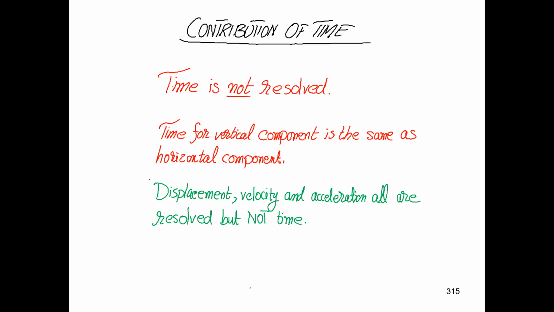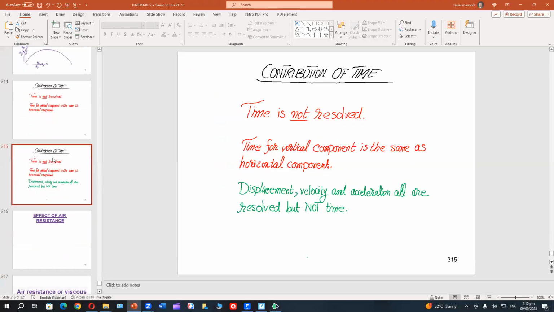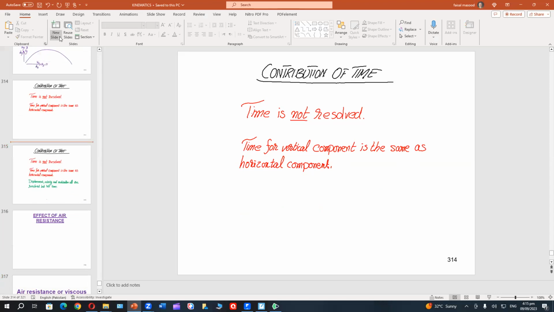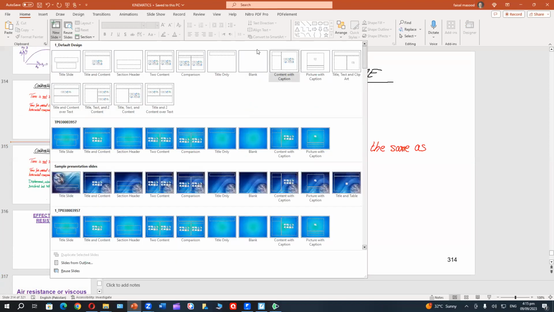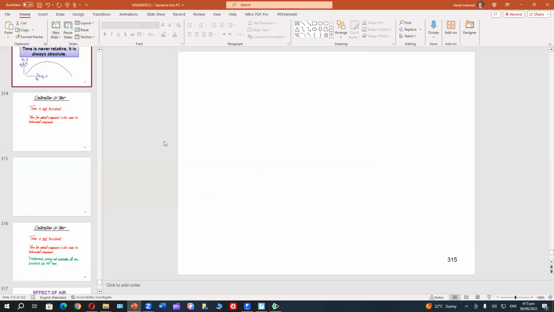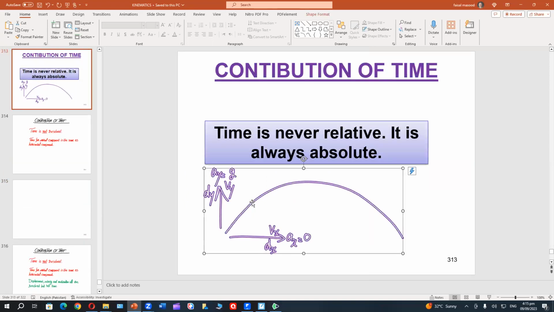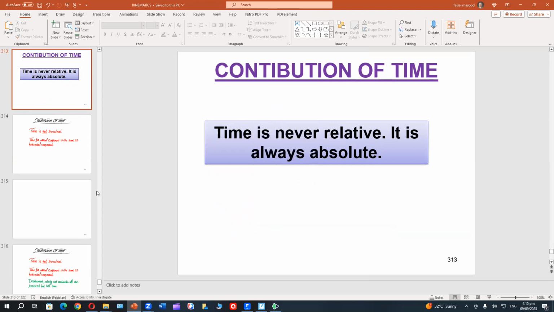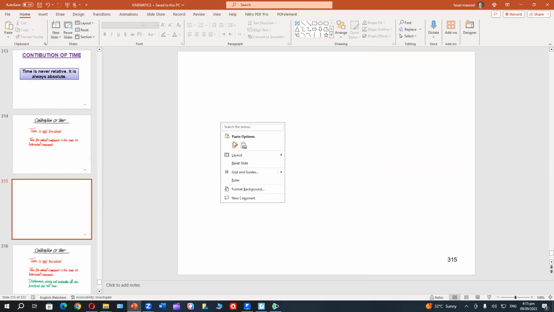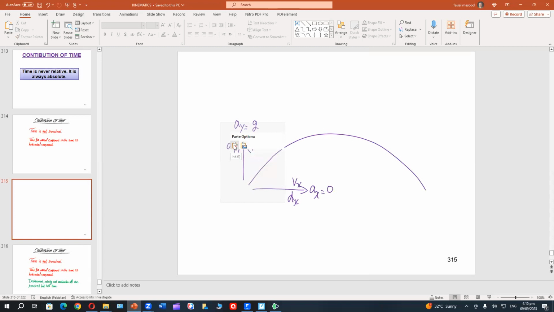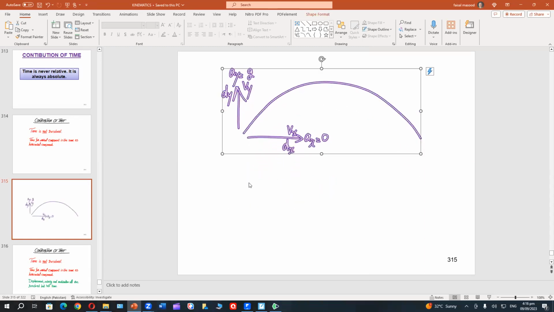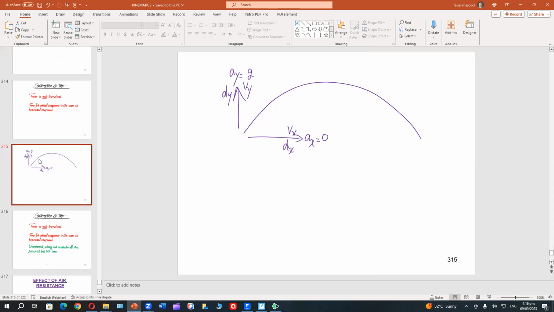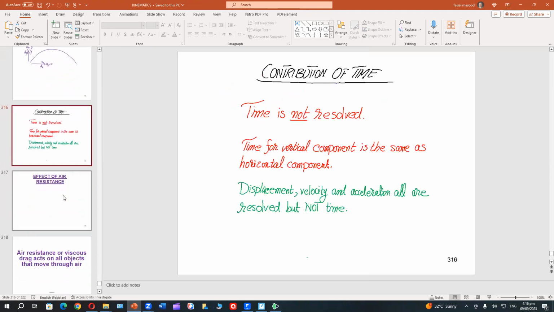So we made this concept. In every projectile motion, there are three factors which are resolvable. One is called velocity, one is called displacement, and one is called acceleration. But time is not resolvable. So time is a constant factor.